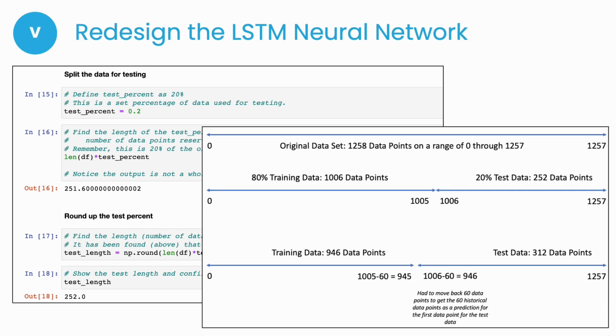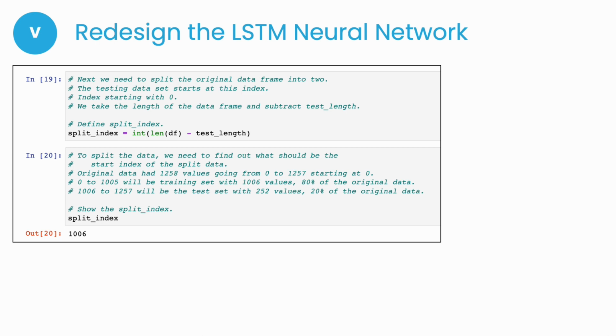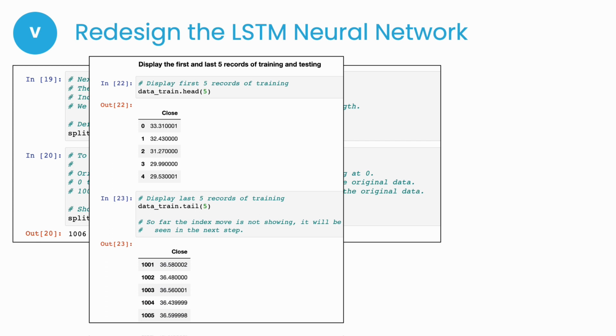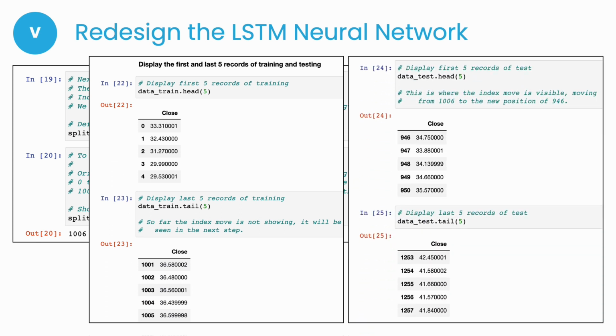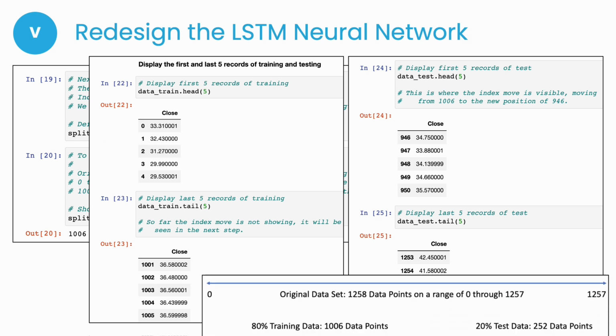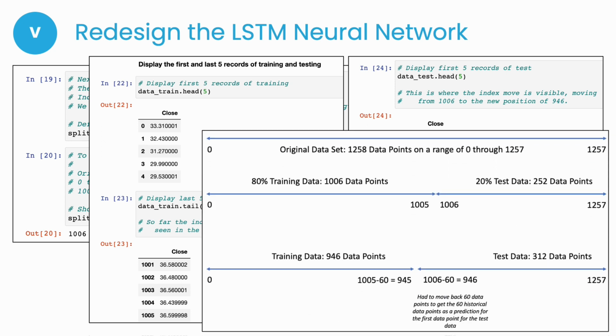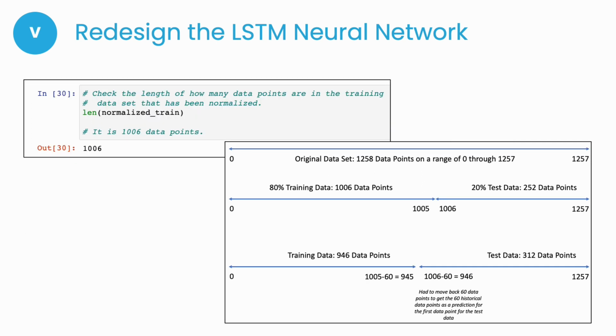Here's what's going on with the data set behind the scenes. That also means the split index moved to 1006, and showing the first and last records of training and the first and last records of test show the split. This identifies the splits are where they were expected. The changes are also seen when checking the length of the normalized training data. The length is now at 1006 with a range from 0 to 1005, and that matches the 80% of training data as indicated from splitting the original data set.